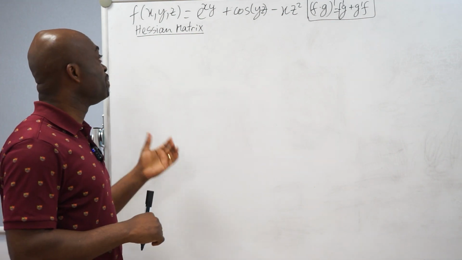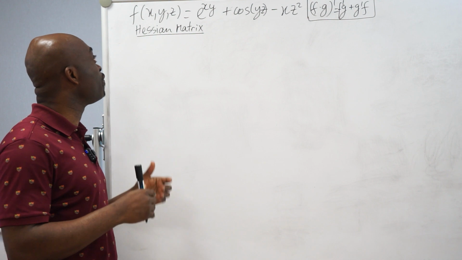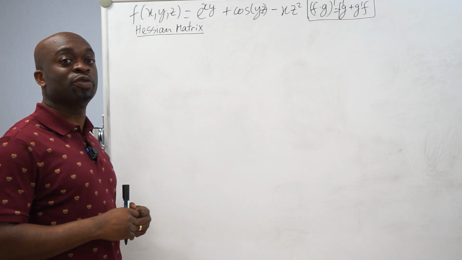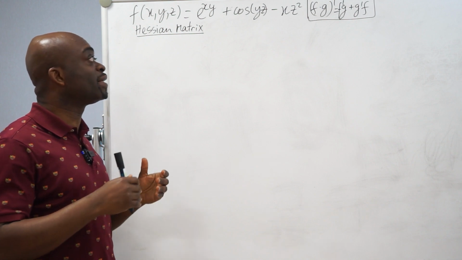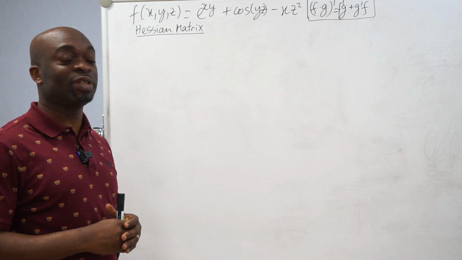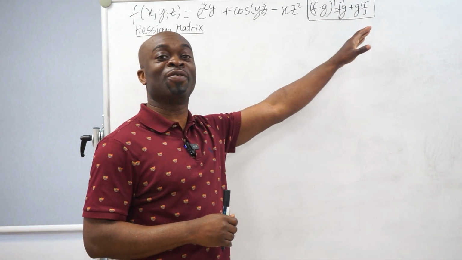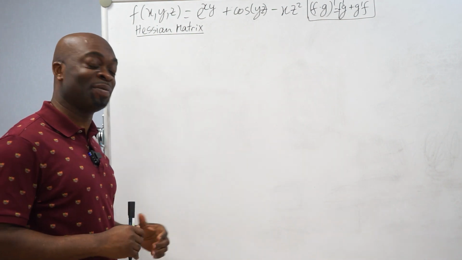Another question of Hessian matrices here. So we have our multivariable function f of x, y, z equals e^(xy) + cos(yz) - xz². Okay? So that's the function that we're dealing with over here. Don't worry about what we have on the side here. Just leave it as that for now because we're coming back to it.